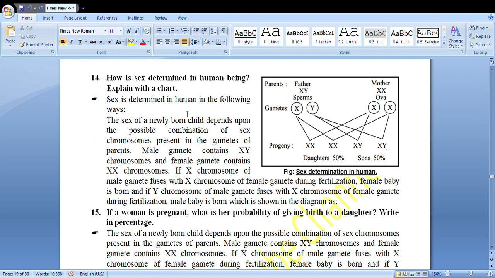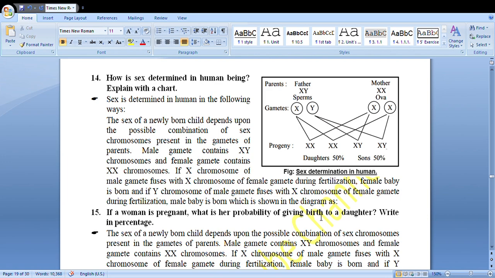How is sex determined in human being? Explained in the chart. So the father has XY chromosome, mother has XX chromosome. If X combine with X, it forms daughter. If Y combine with X, it forms son. So there is 50% chance of son and 50% chance of daughter.